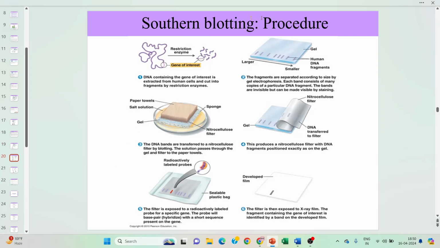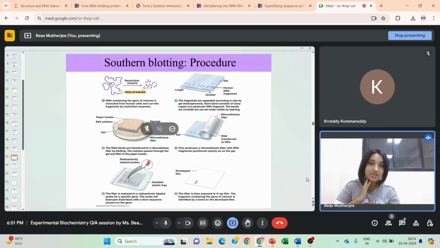Now you can go through the entire process of Southern blot. Let's have a look. So this particular genome is here. You have digested using restriction enzyme. So what happens? Small fragments. This particular tiny fragment contains your gene of interest. So DNA containing the gene of interest is extracted from human cells and cut into fragments by restriction enzyme. Then what happens? Then there is agarose gel electrophoresis. So the fragments are separated according to the size using agarose gel electrophoresis.